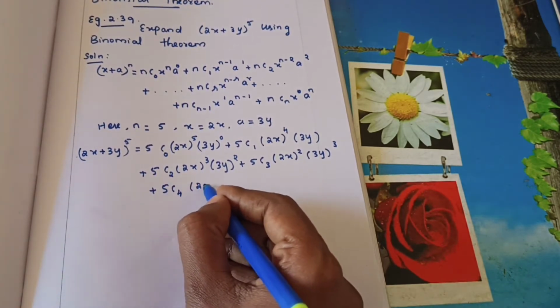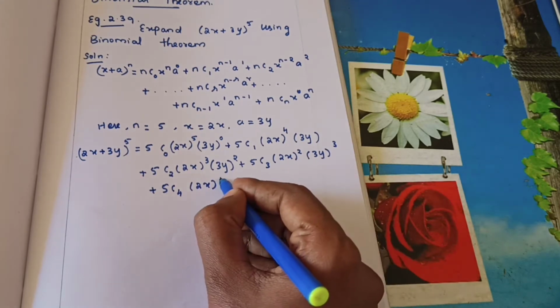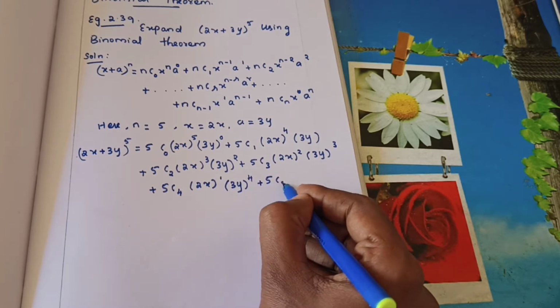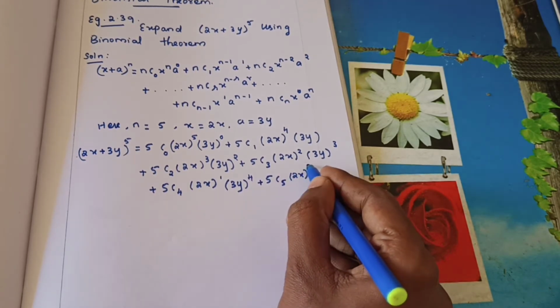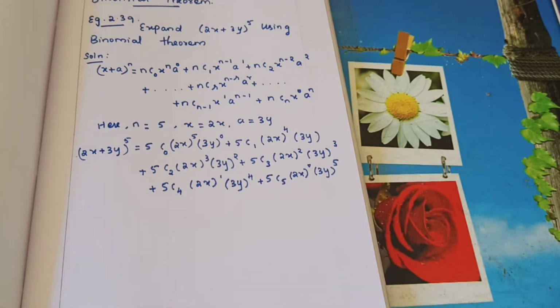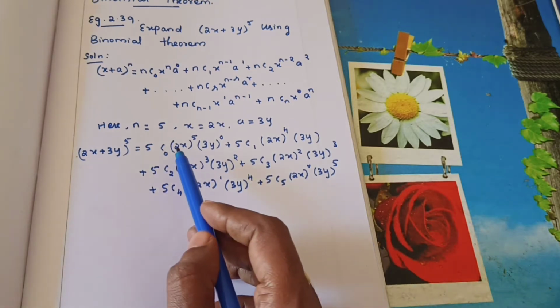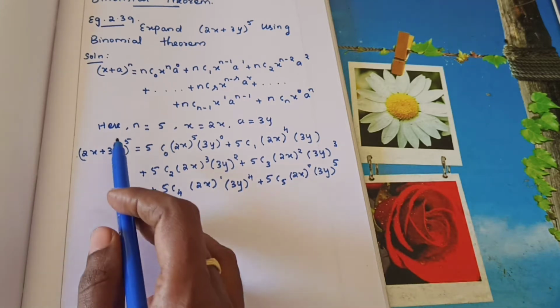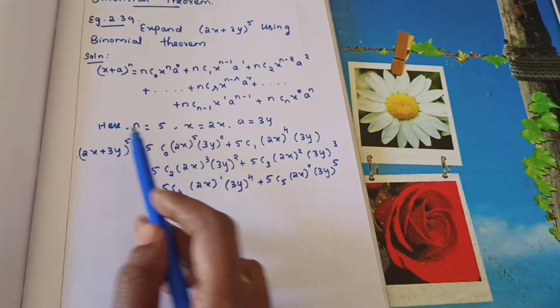Next term 5C4, 2x power 1, 3y power 4. Last term 5C5, 2x the whole power 0, you will get 3y the whole power 5. Is there any other more term? No. Okay, so we will stop here. Understand students? I have just substituted in that expansion. Here n is 5, so totally you will get 6 terms: 1, 2, 3, 4, 5, 6. The reason is we start from 5C0 and end at 5C5, because the n value is 5. Whatever the n value is, up to there you will do.